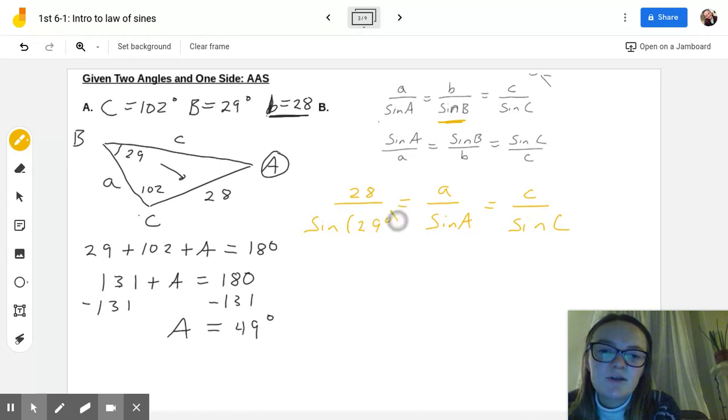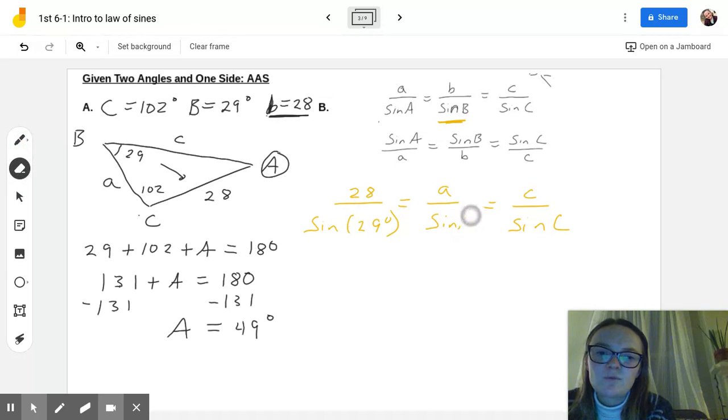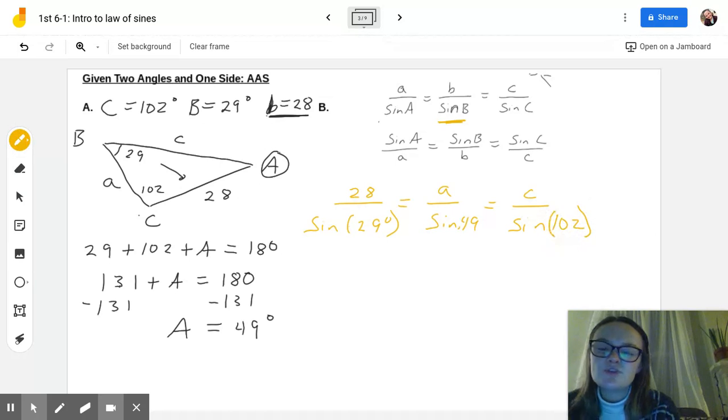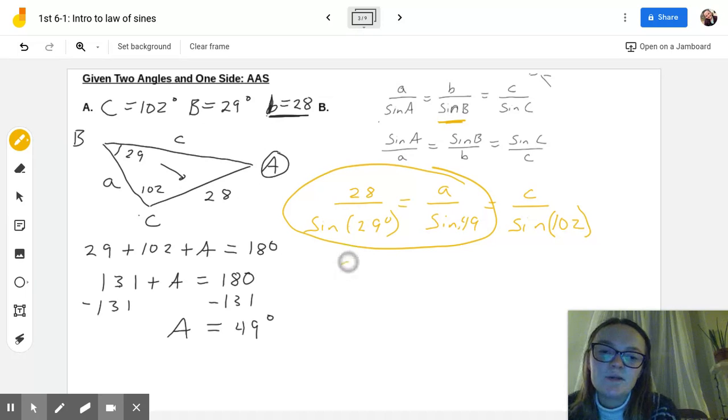All right, so we're going to use our calculators a little bit to solve this, but let's fill in anything else I know. I also know angle A is 49, so I'm going to replace A with 49. And I also know that angle C is 102. So those are really all the things that I know. What I'm going to do is focus on this first equation here. I know that 28 over the sine of 29 is equal to A over sine of 49. So I could solve this algebraically. I'll solve it algebraically first, and then I'll talk about the calculator in a minute.